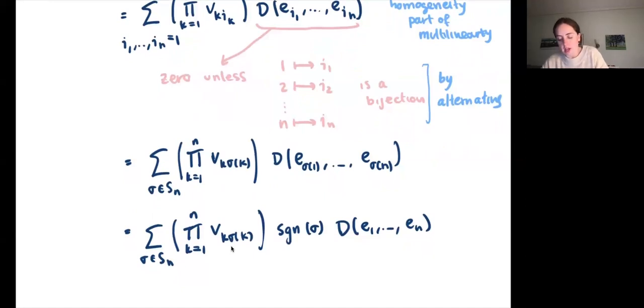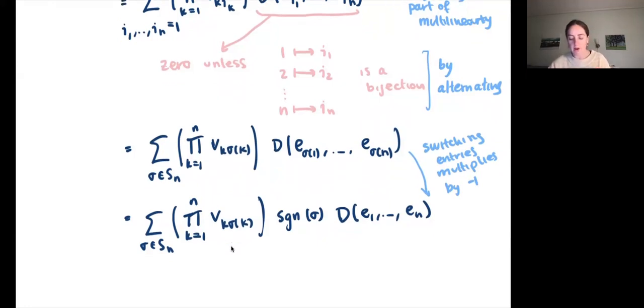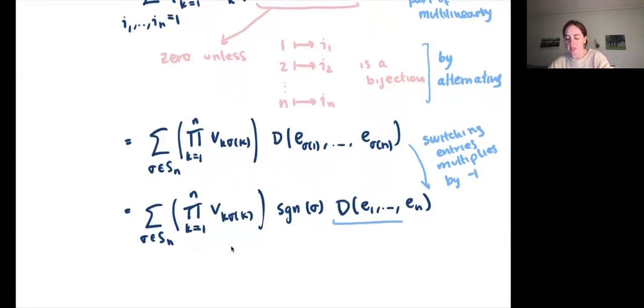So from here to here, this is by the thing that we proved, that switching entries multiplies by -1, by that property that we proved a couple of days ago. And then by the normalized property, we know that this is equal to 1.